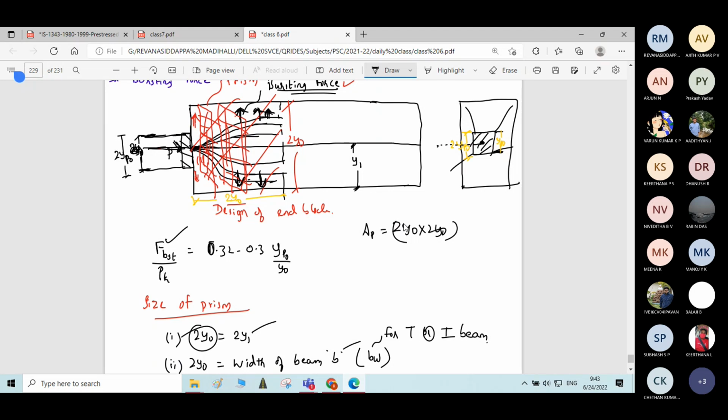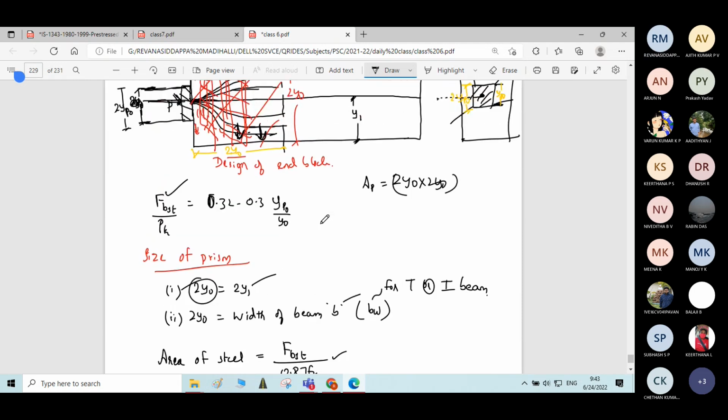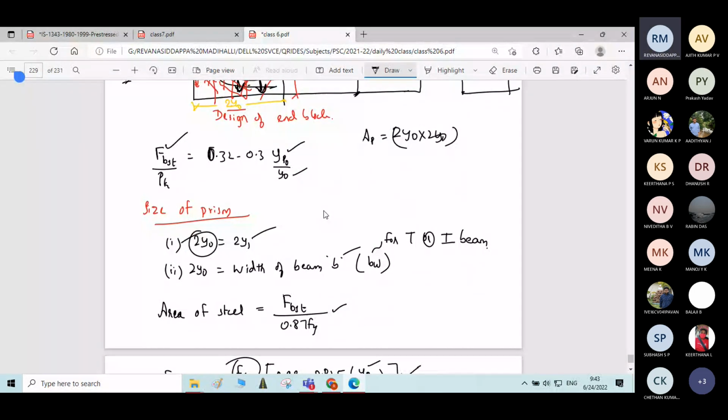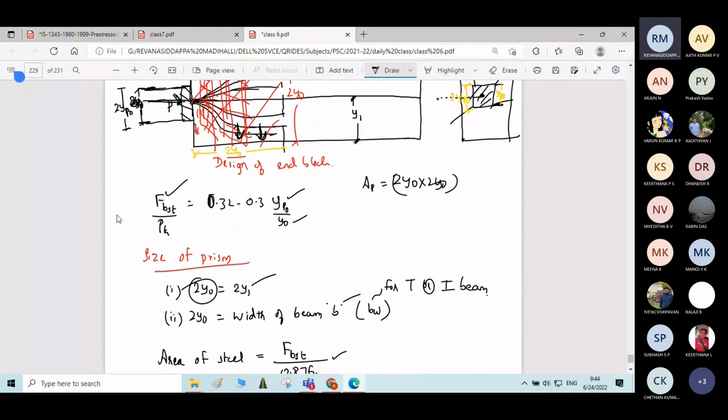Knowing Ap and the pre-stressing force, you can calculate Fc. I already explained how to take the Ypo and Yo values. Substituting all, you will get the value of tensile stress. This is how we design the end block. Very simple steps. First, we have to get the values of Ypo and Yo, and then you will get the bursting force using this equation.